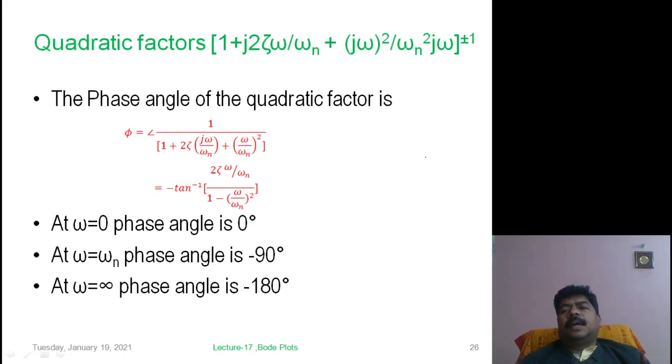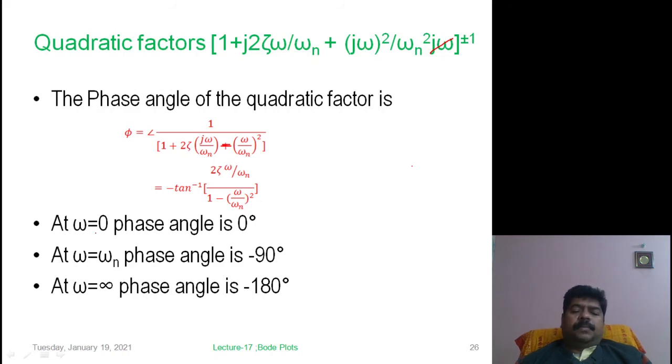Now the phase angle for this factor, the angle of 1 upon 1 plus twice zeta j omega by omega n, minus omega by omega n whole square, you can write it like this: minus tan inverse of the imaginary part, twice zeta omega by omega n, divided by the real part, 1 minus omega by omega n whole square. So this can be the phase angle for the quadratic factor.